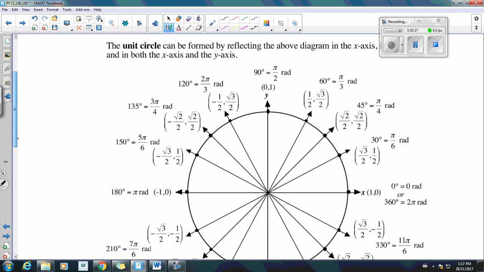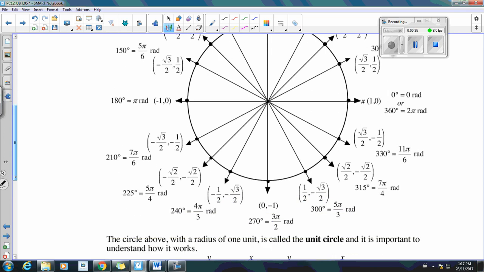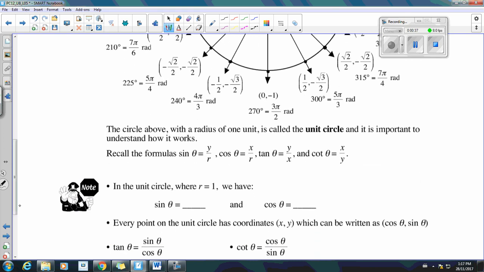And we're going to see that here's a completed version of our unit circle. It should be basically the same as what you have on your poster. And here it just gives us some extra information. So the circle above with a radius of 1 unit is called the unit circle. It's called the unit circle because the radius is 1. It is important to understand how it works.